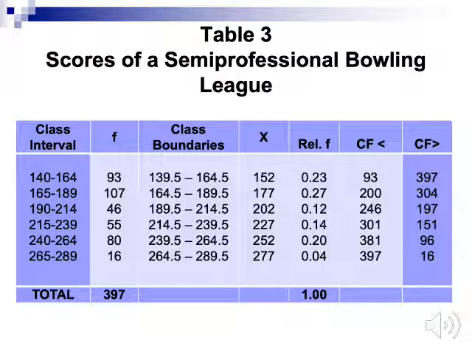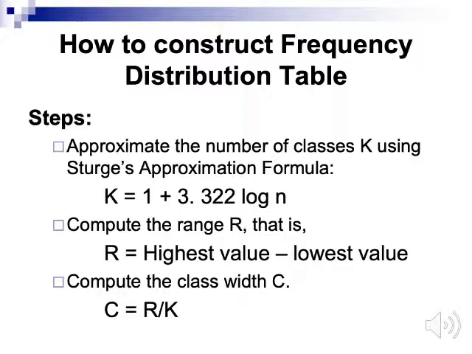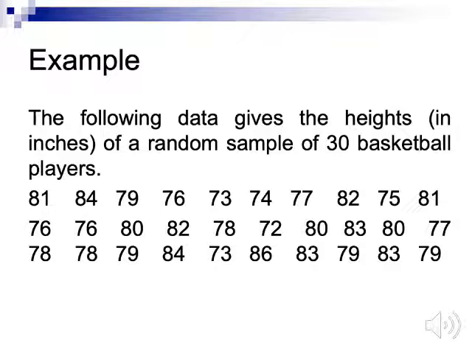Now, how do we construct a frequency distribution table? The easiest way is to use this formula. This formula is not really a hard and fast rule, because you can always construct a frequency distribution table by intervals. You just have to estimate the interval. If you want the interval to be 5 or 10, you can always do that. But take note that when you summarize them in a grouped frequency distribution table, it should be a multiple of 5 or a multiple of 10.